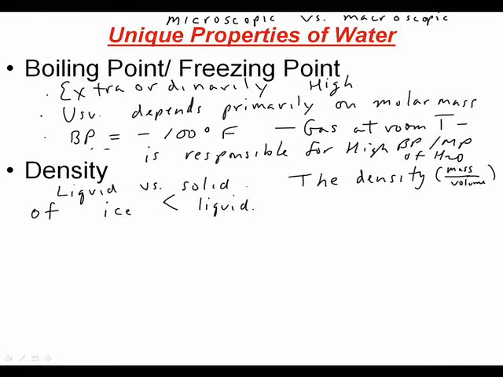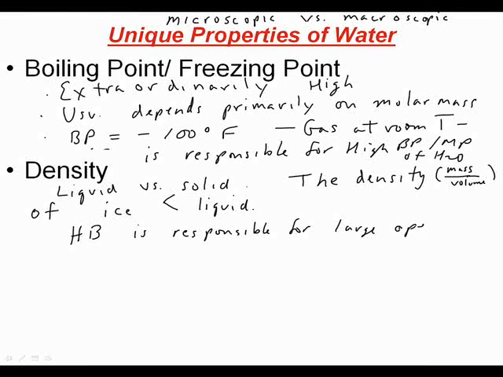Usually in a solid, the atoms are spaced closer to each other, leaving fewer open pockets, making more mass per volume in the lattice. But for water, we have the hydrogen bonding. Boy, you see a theme here? And this is responsible for large open pockets in ice.